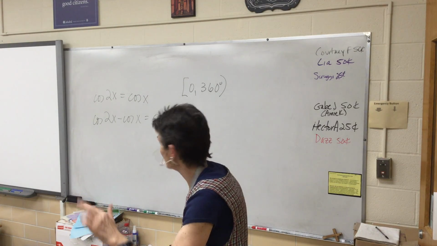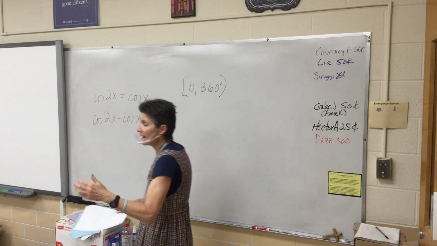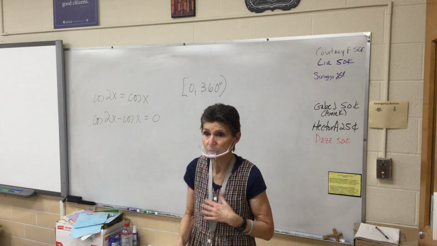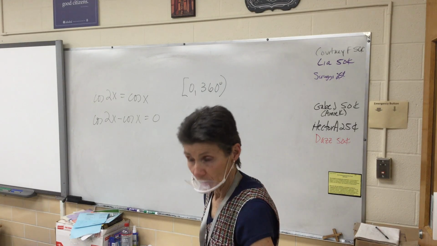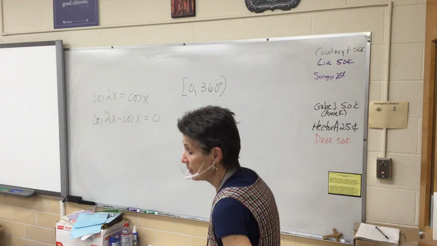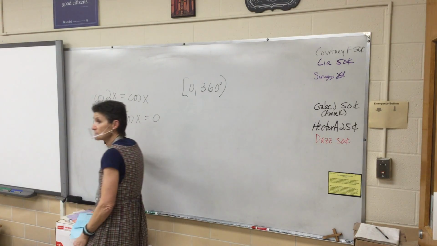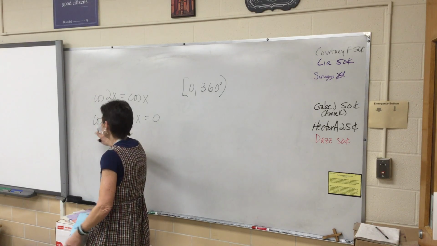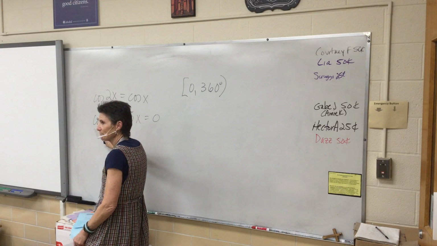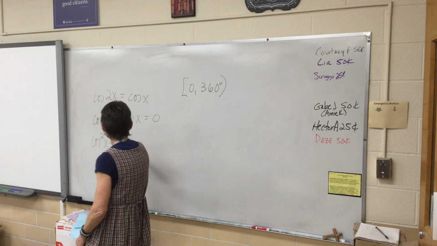You can't factor out a plain cosine. It has to be a cosine x or a cosine 2x. So what are we going to do? We're going to switch our cosine 2x. And you don't have it memorized yet, but you will. What are you going to substitute in for cosine 2x? Oh, I gave it away. Cosine squared minus sine squared.